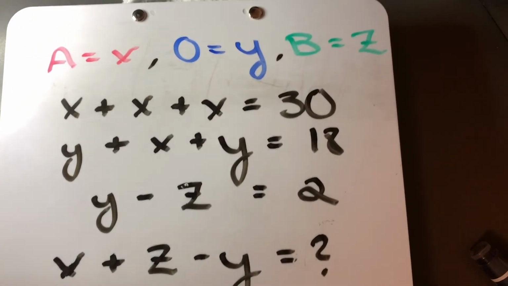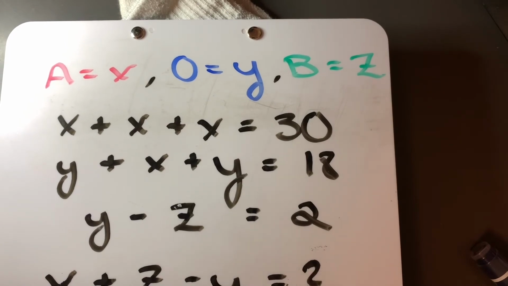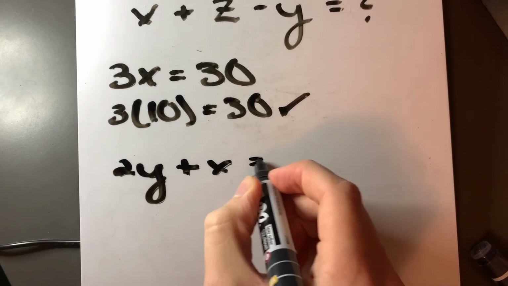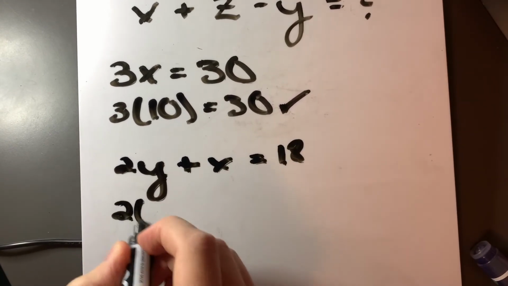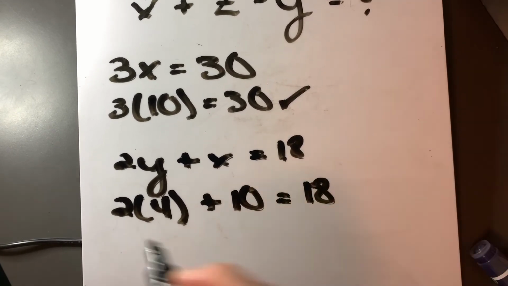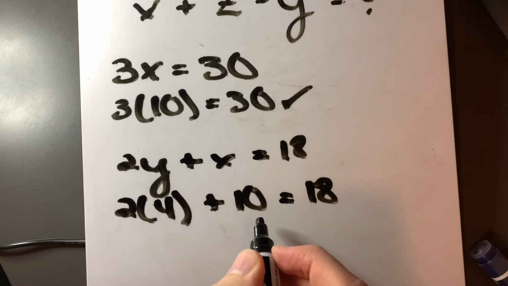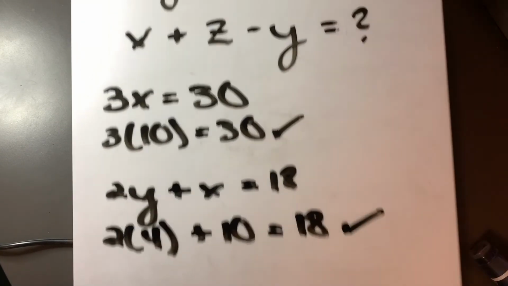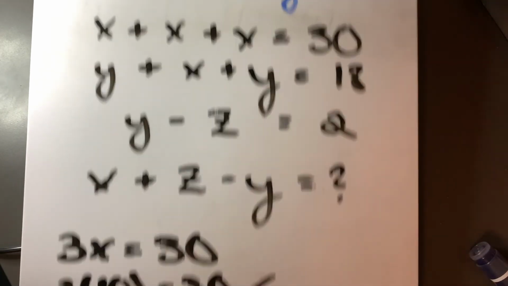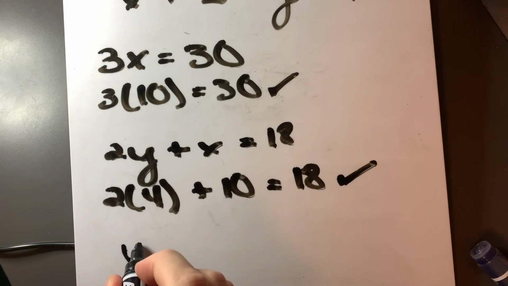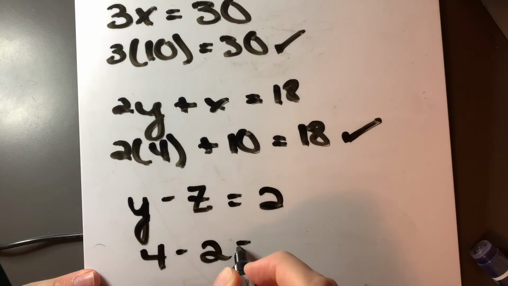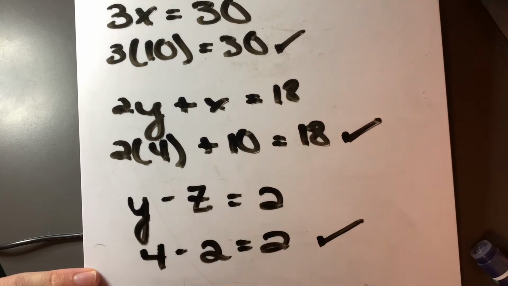Let's go to our next one. y plus x plus y equals 18. AKA, we have 2y plus x is equal to 18. Well, y was 4 plus x, which was 10, equal to 18. Well, 2 times 4 is 8, plus 10 is 18, so check mark, we got that one too. Now we just want to do the final solution. So y minus z equals 2. Well, clearly, y was 4, z was 2, which is equal to 2, check mark, because 4 minus 2 is equal to 2.